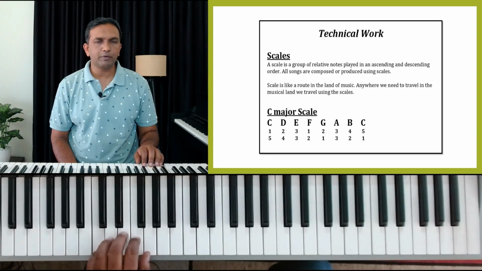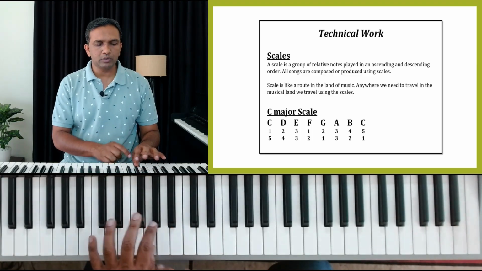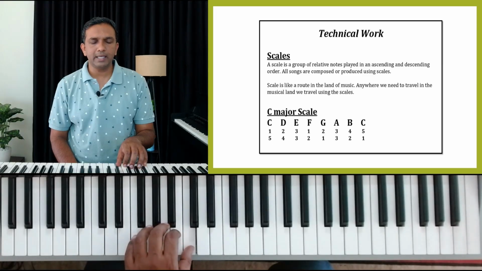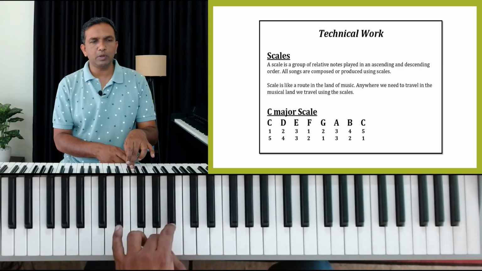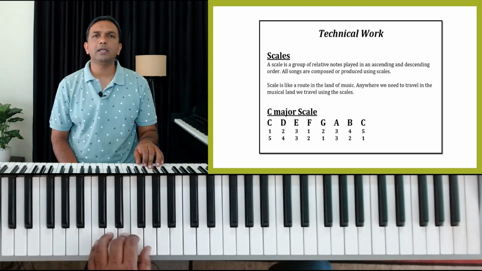Let me play that again for you. C, D, E, F, G. Thumb, third finger above thumb. A, B, C. While descending, C, B, A. Now take your thumb below the third finger. G, F, E, D, C.